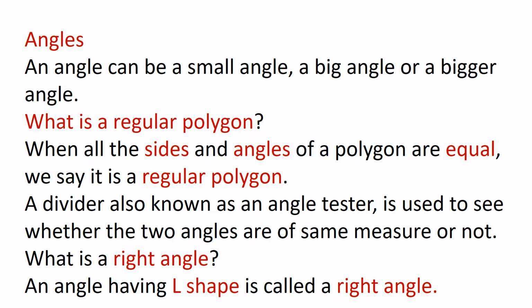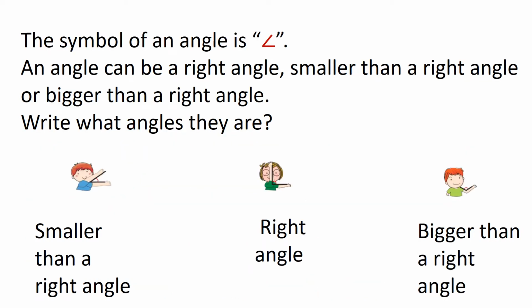An angle having L shape is called a right angle. The symbol of an angle is shown here. Now an angle can be a right angle, smaller than a right angle or bigger than a right angle. Kids, let us now see the 3 figures here and tell what angles they are. The first figure is smaller than a right angle. The second one is a right angle and the third one is bigger than a right angle.